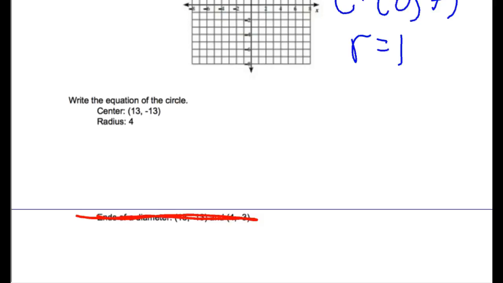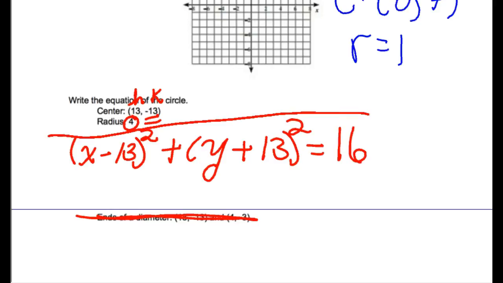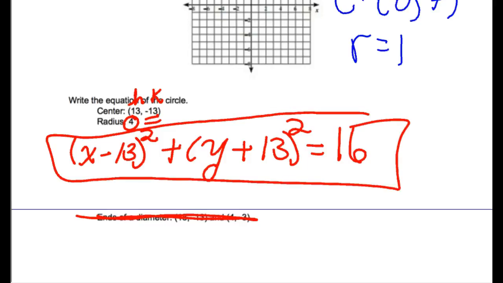So now I can go in reverse. Remember, this is the center, which we call h, comma, k, and the radius is 4. And if you go look at the model for it, we do x minus h squared plus y minus, and now I've got a negative 13, so that becomes a plus, equals r squared. 4 squared is 16. And I've just written the equation for this circle.